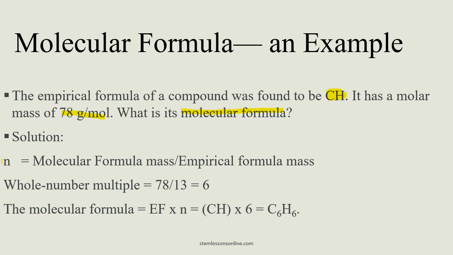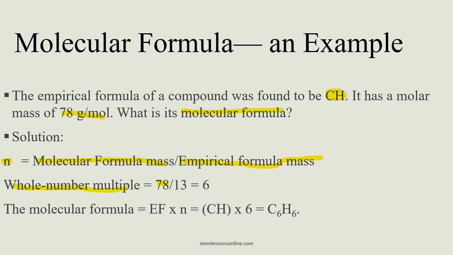First start with the n. To calculate n, we need the molecular formula mass, which is given as 78. And now we need the empirical formula mass that we can calculate from CH. Carbon is 12 from the periodic table, and hydrogen's mass is 1 from the periodic table. So 12 plus 1 is 13. So substitute in this one: n, the whole number multiple, equals 78 divided by 13, that equals 6.